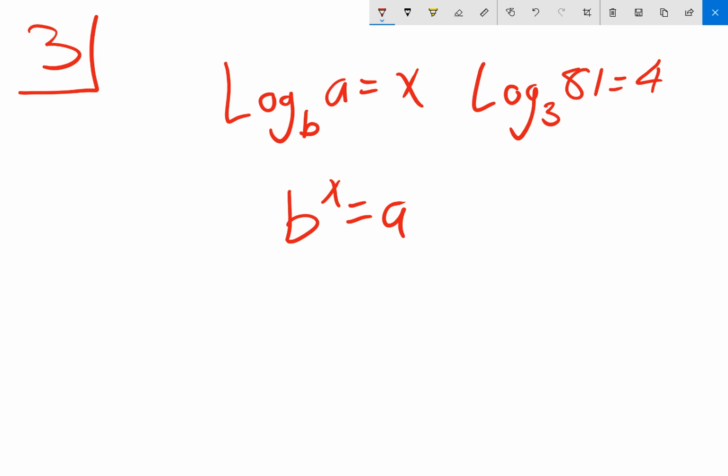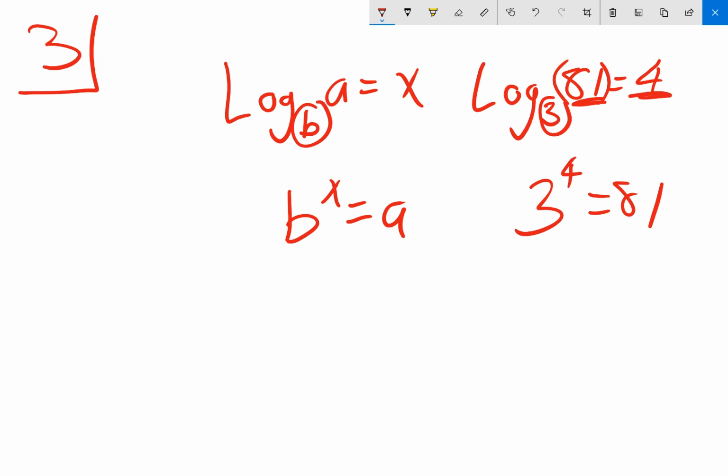The exponential version of this would be 3, which is this number, raised to this power, the 4th power, to equal the main component of this log, which was 81. So 3 to the 4th power equals 81. So the little index number is going to be the base for our exponent. The x, or whatever this equals, is the exponent. And then the main part of the log will be on the other side of the equal sign. So it's just a matter of rearranging.